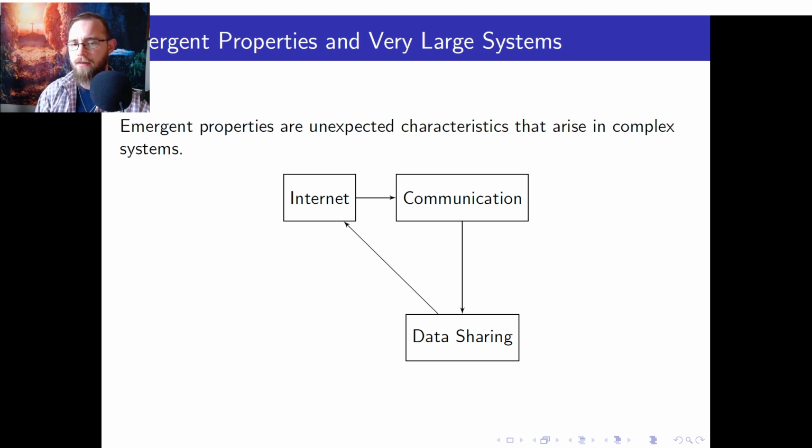And you see here in this graph, we have internet, communication, and data sharing. They're all three different pieces. So communication obviously came first. And then the internet came to allow for data sharing, but we see now that we have this feedback mechanism between these three, and it's very important to understand how this works and how each one creates its own emergent property within it.